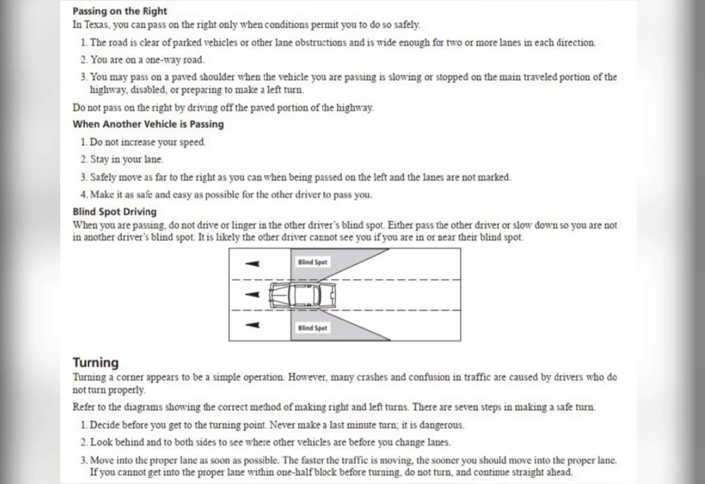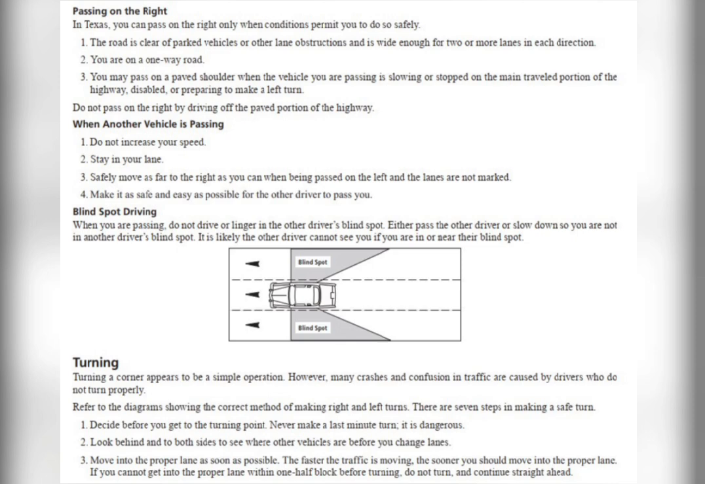Passing on the right. In Texas, you can pass on the right only when conditions permit you to do so safely. 1. The road is clear of parked vehicles or other lane obstructions and is wide enough for 2 or more lanes in each direction. 2. You are on a one-way road. 3. You may pass on a paved shoulder when the vehicle you are passing is slowing or stopped on the main traveled portion of the highway, disabled, or preparing to make a left turn.